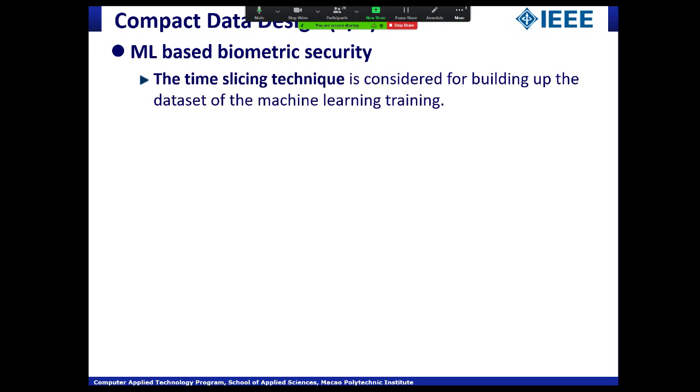biometric security, where the idea is using the heartbeat, the ECG. Myself and my team members are developing an authentication system. The authentication system basically identifies people based on their heartbeat. And then I proposed what is called the time slicing technique.